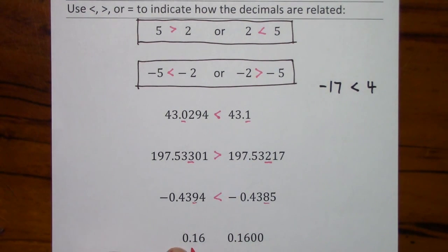And finally on this one, looking for digits that are different, everything's the same up to the 6. Here they've written zeros, but here I could put zeros forever. It doesn't change the value. So even though they have trailing zeros, these two values are equal.